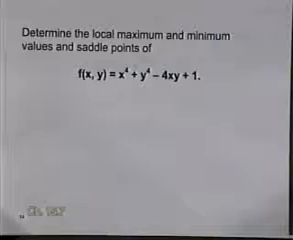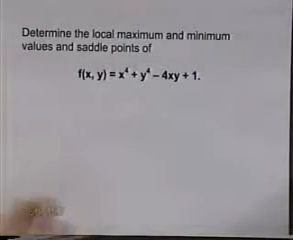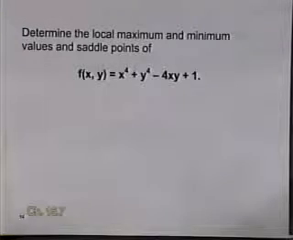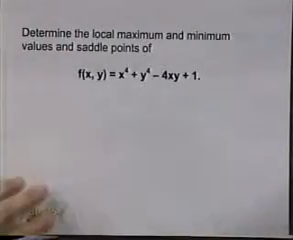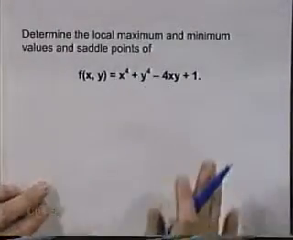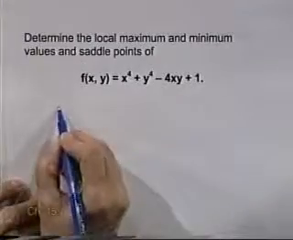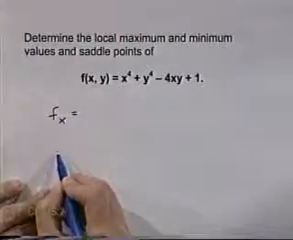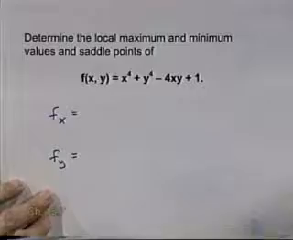So let's do an example. Determine the local max and min values and saddle points of the function f of x, y is equal to x to the fourth plus y to the fourth minus 4xy plus 1. So first of all, we have to solve the system of equations. The partial of f with respect to x is equal to 0, and the partial of f with respect to y is equal to 0.